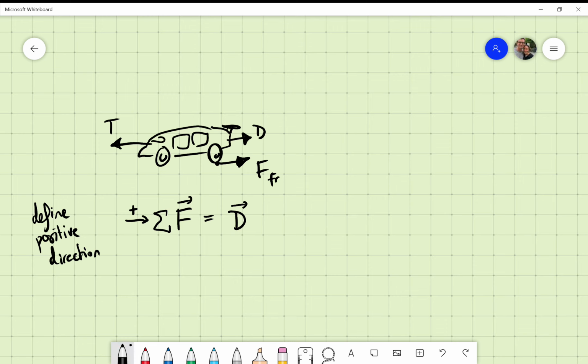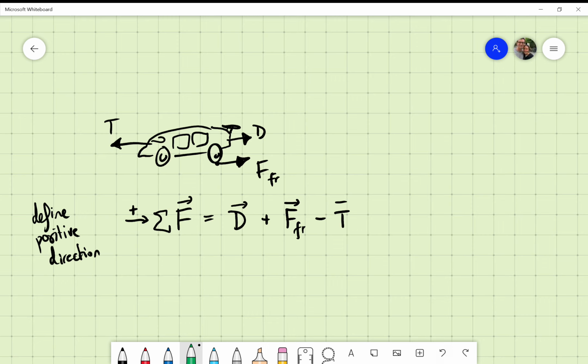And you keep going. We also have a positive force of friction, again because that direction is the same as that direction. And then we have one last force, the tension or the towing force. We're going to subtract that one because it is in the opposite direction than what we defined as positive.